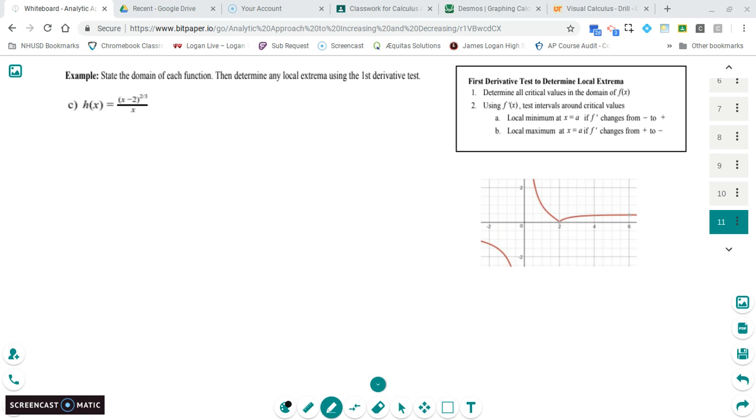All right, one more example on using the first derivative test. And this will be example number 3. I know I have the letter C here, so why don't we go ahead and correct that? So this will be a 3.